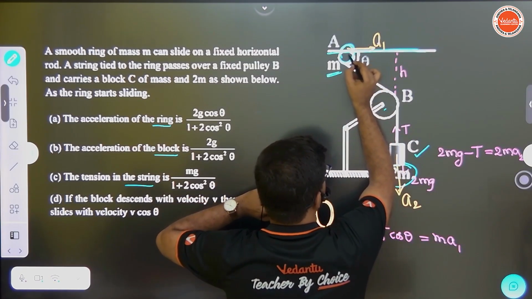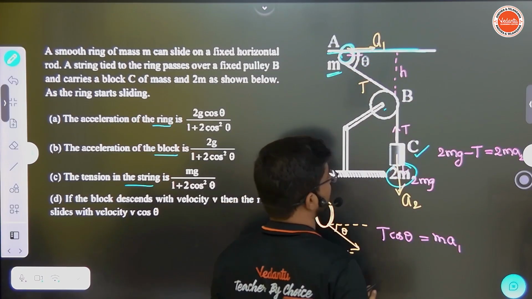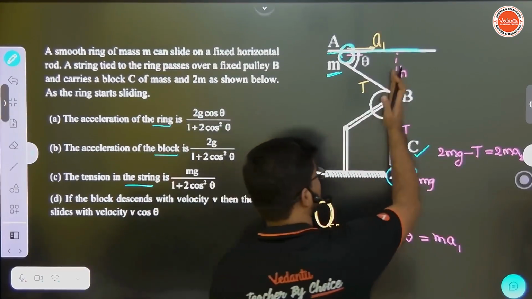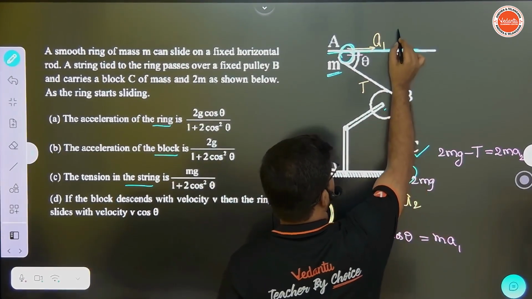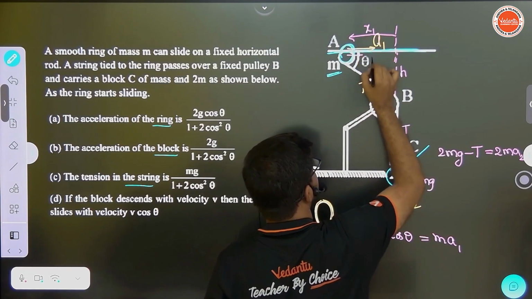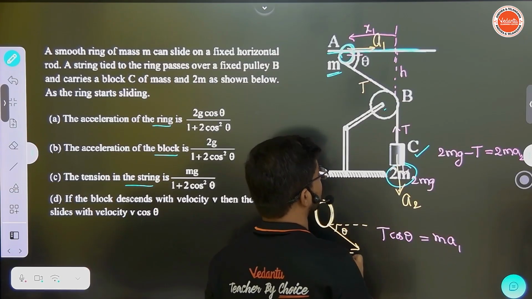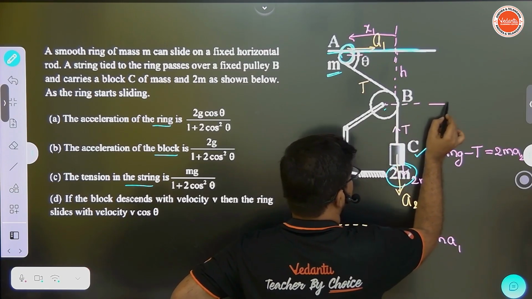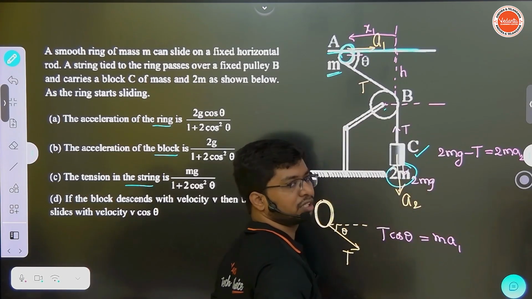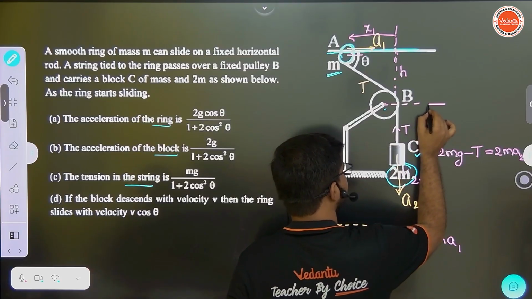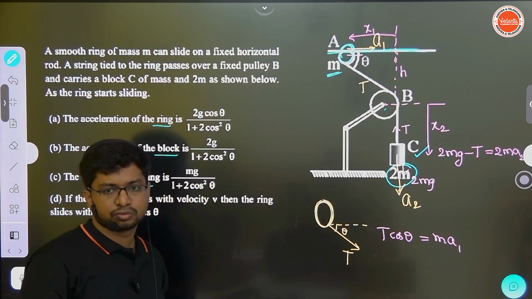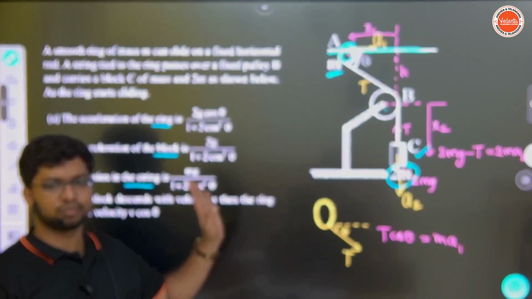So from this I said that from a fixed reference you have to mark the positions of the moving objects, correct? So I'm taking this vertical line over here as one fixed reference, and I'm writing this as x1. Then this is also a horizontal level at the pulley, another fixed reference. From here I'm marking the position of block C, which is x2. Clear? I have marked all the positions of the moving objects here.